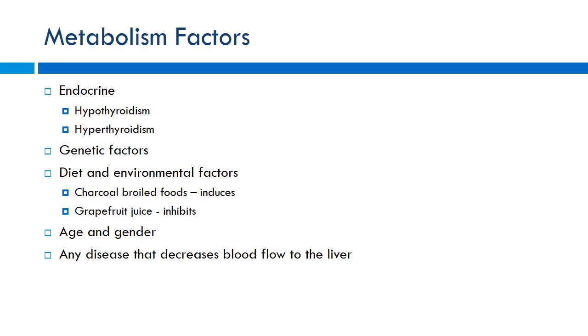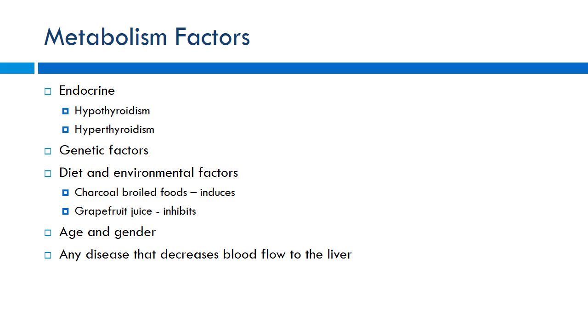So other things can affect metabolism, or the actual metabolics of the body. Things like hypothyroidism and hyperthyroidism can affect certain drugs and make them either more or less degraded. Certain genetic factors, we've talked about several of those already, as far as expression of certain drug metabolizing enzymes, and looking at things like diet and environmental factors.